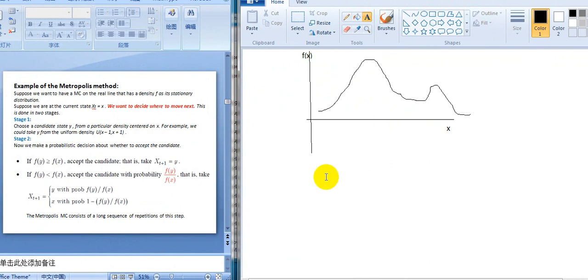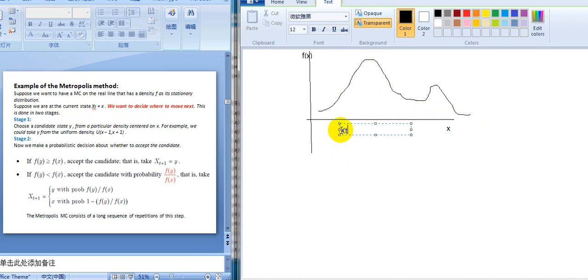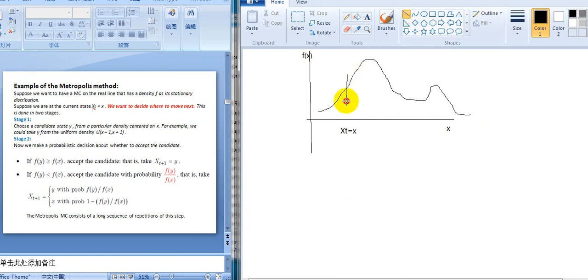What we want is to get a sample from this distribution, the PDF f(x). Let's suppose we do this by running a Markov chain, so that our current state x_t is at some point x, at this location. This point is f(x). The current state is x_t. We want to decide where to move next, so we design a Markov chain where the future only depends on the current state. This is done in two stages using the Metropolis method.